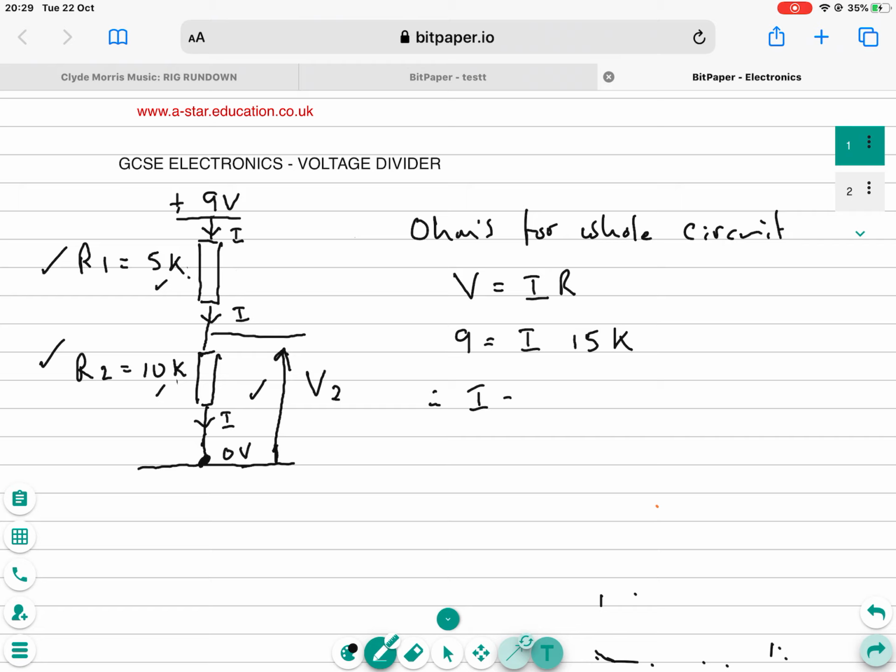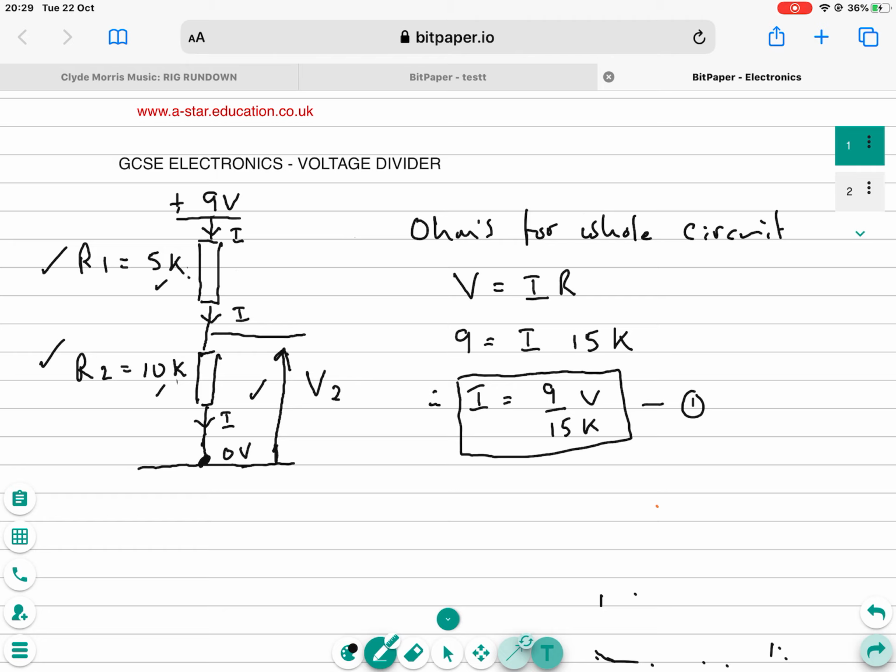Therefore, I is equal to 9 volts over 15K. I'm just going to leave it like that for now. I'm going to call this expression number 1. I'll just put it in a box as well. So that's the current flowing through the circuit, and we could evaluate that if we wanted to, but I'll just leave it as it is for now.